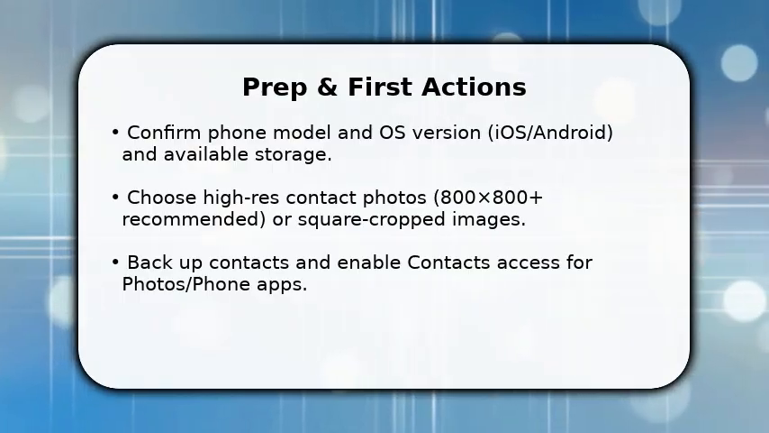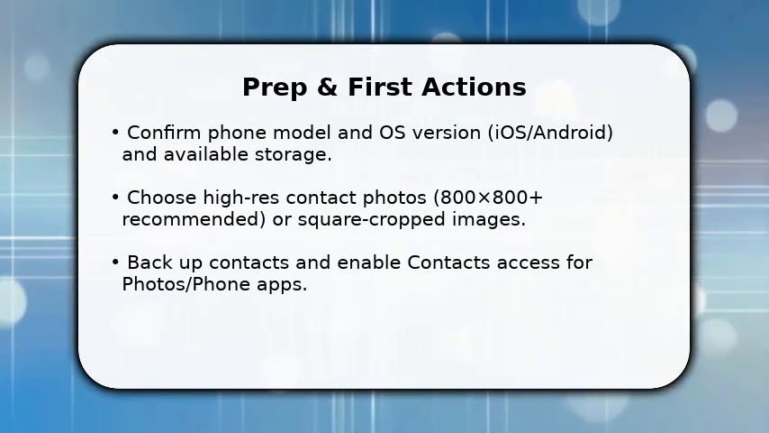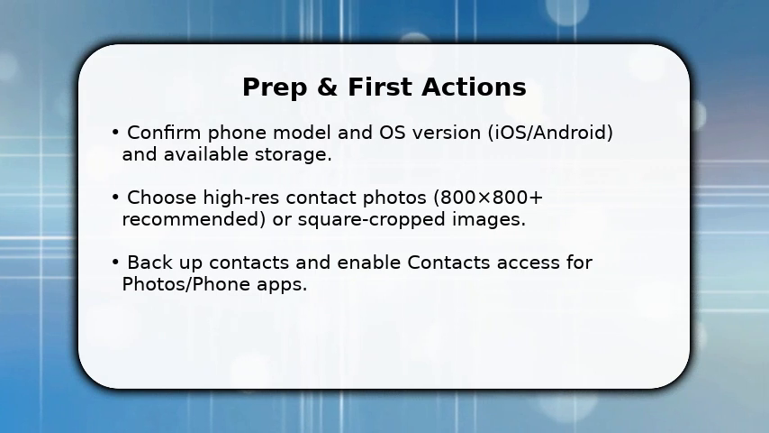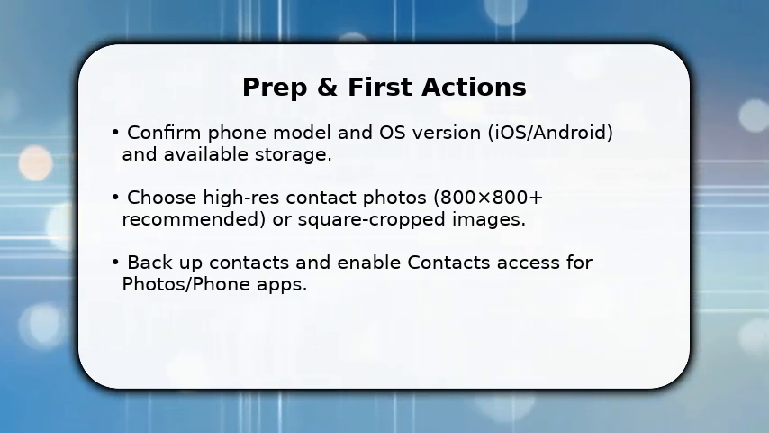You start by verifying your phone model and operating system. That determines the exact steps. Open Contacts and pick the caller you want to assign a photo to. Once done, tap Edit and add or change the photo.